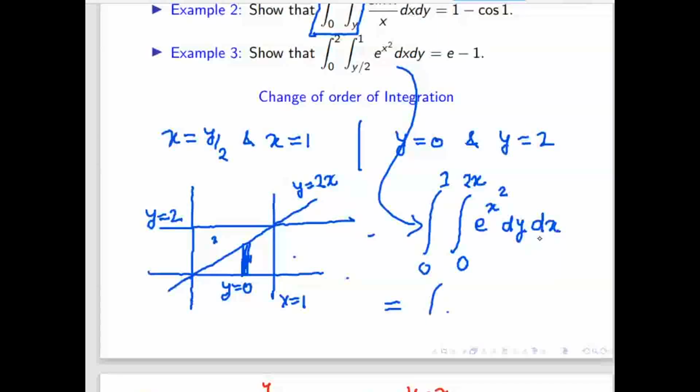That means this will give 0 to 1. So this integration will come in y. If you apply the limit, you will get 2x e to the power x square dx. And that you can integrate easily. Now here you can substitute x square equal to t, because it is the integration in a single variable, that is in x. So whatever you know previously, you can apply. So is it clear?